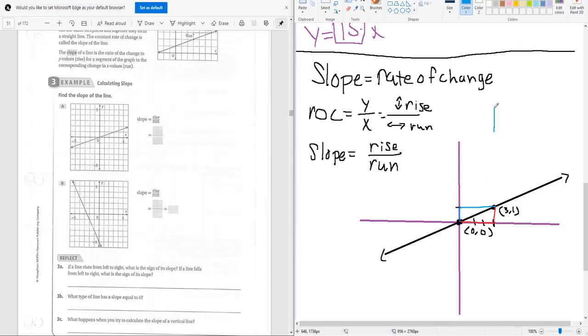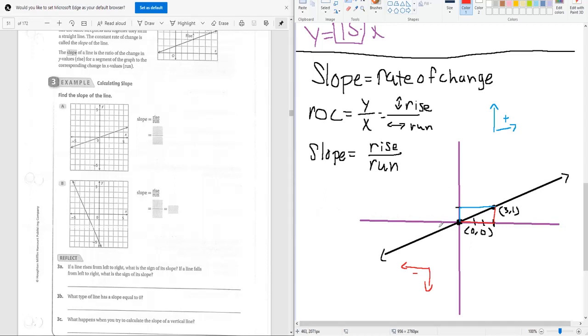Now, if you remember on a graph, going up and going right are positive movements. So like this is up, this is all positive numbers on the y-axis. And then going down and left are negative movements. So this is all negative numbers on the y-axis. This is all negative numbers on the x-axis.